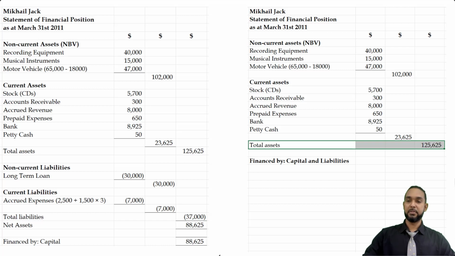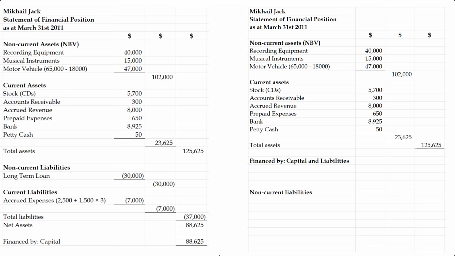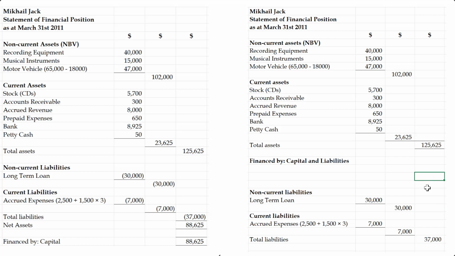Now, we don't have the capital figure for this question, so we're going to leave that figure blank for now. We are going to start with the non-current liabilities, which we know is just that long-term loan of 30,000, and the current liabilities, which is just the accrued expenses, the 2 sets, right, of 7,000. Total liabilities is 37,000. Now, to get the capital figure, right, we're going to take the total assets calculated above and subtract total liabilities. So basically, we are doing what we did in the previous balance sheet, just in a different order. So you're going to see capital balance, and you're going to see the working right here as well, giving us the same 88,625.